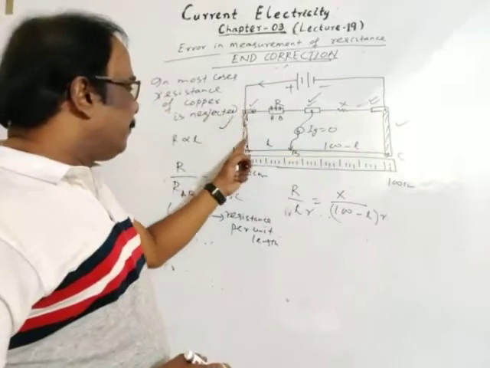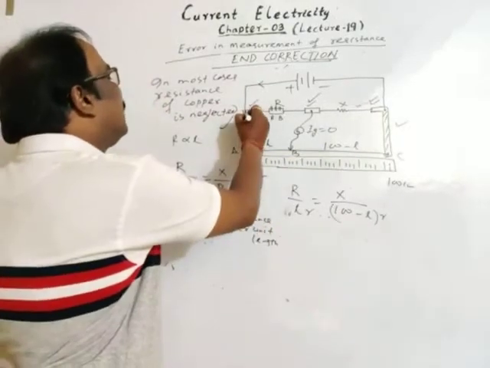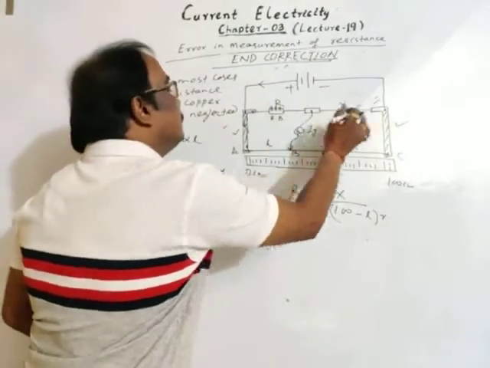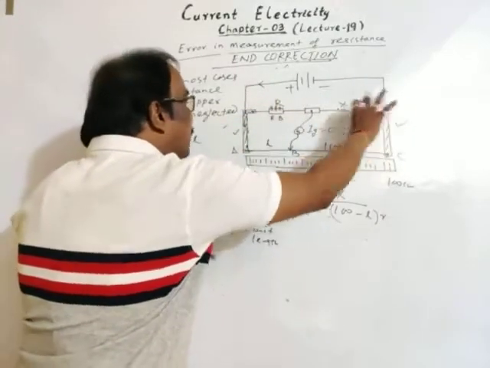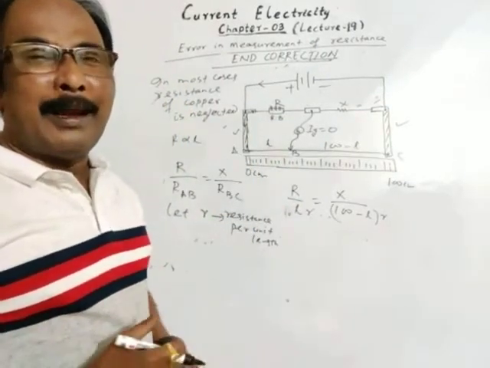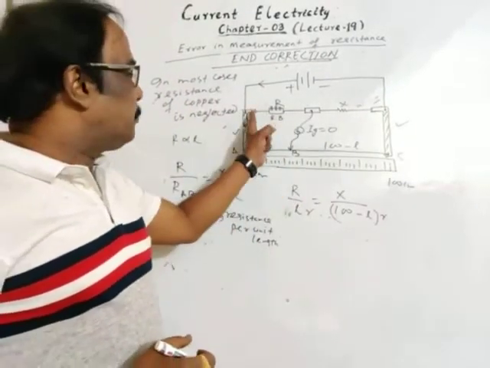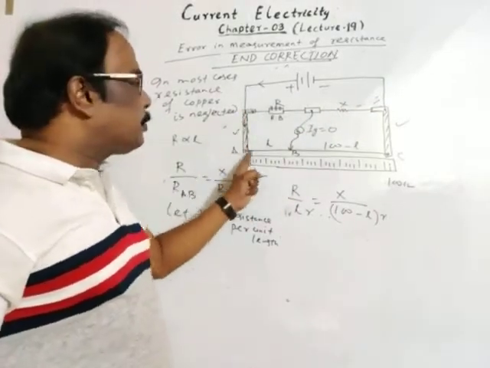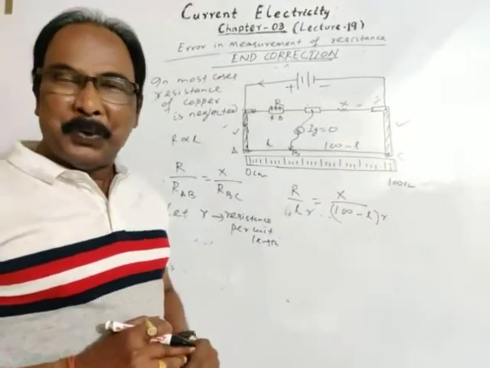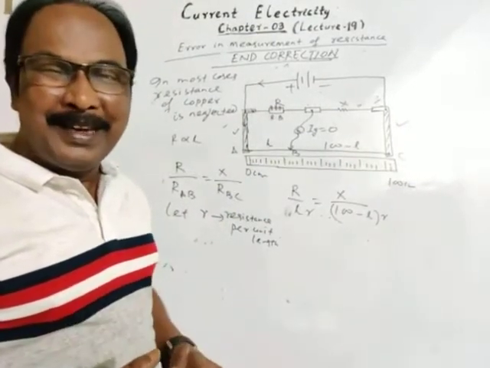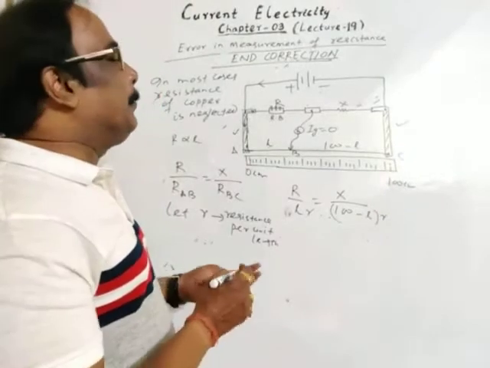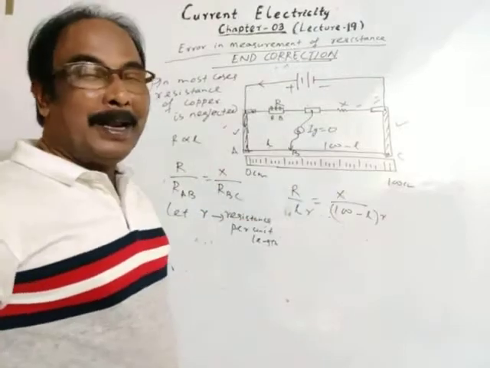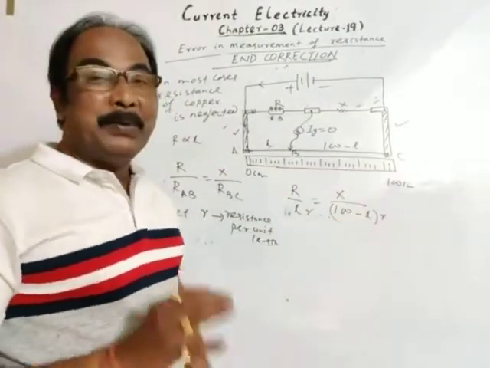Only since these two parts are longer parts. Resistance is directly proportional to length. So these parts are of very small length, so we may neglect them. But the resistance of these two longer parts, we should consider to have accuracy in measurement. Okay, so how can you calculate the value of unknown resistance? This is for the usual case.